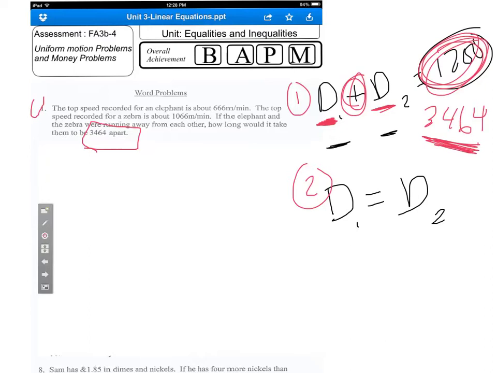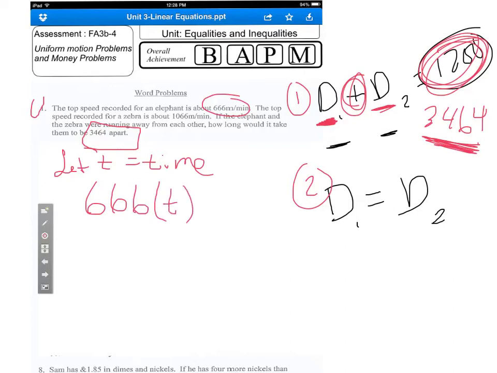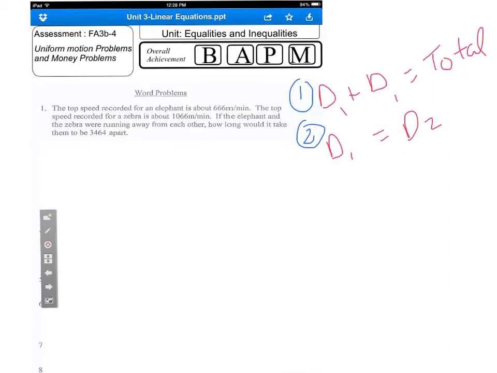And now it just becomes a rate problem. So what we do is we'll let t equal time, and then we're going to say the elephant is traveling at 666t, because we don't know what the time is. I'm actually going to pause this for a second to clean it up a bit. One second. So that's just a little bit cleaner.